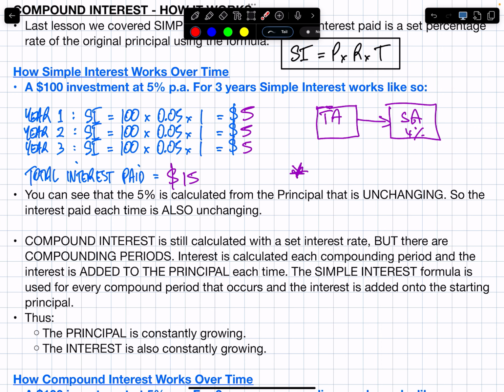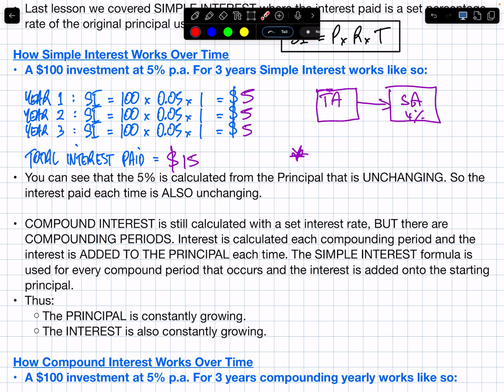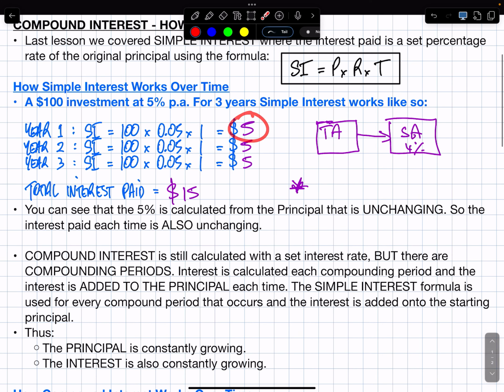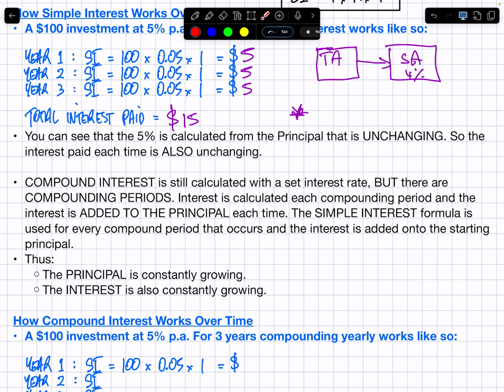All right, I've just shown you how simple interest works. Let's talk about compound interest. Compound interest is the most common form of interest dealt with in real life. It's still calculated with a set interest rate, but there's a new aspect to it. There's compounding periods. Interest is calculated each compounding period, and the interest is added to the principal each time. Here, that $5 didn't do anything. It didn't get added on. You can see, this is still 100 each time. With compound interest, the interest each year is added on. Each compounding period is added on.